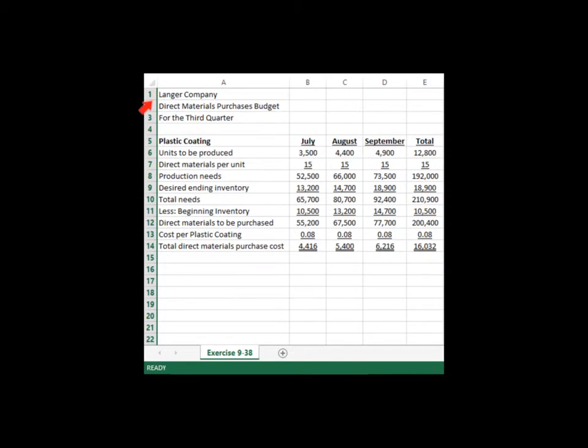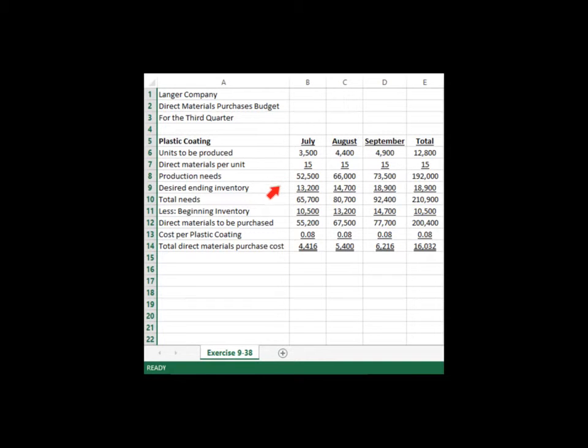Here you have the who, the what, and the when. Also, notice units to be produced, directly copied and totaled. Direct materials per unit, 15 ounces as given. Production needs, you multiply each one to get those. Also, this total can be found this way or by multiplication. Desired ending inventory, which is 20% of next month's production needs, which for the last month of the quarter will be the same as the total.